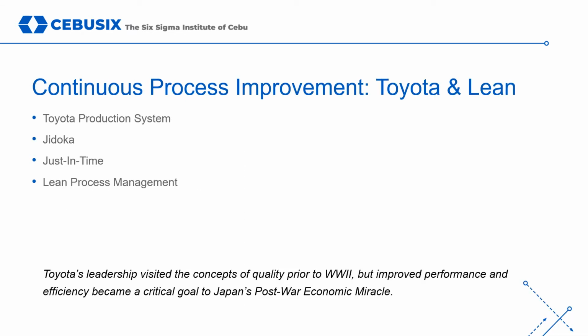Toyota's leadership initially visited the concept of quality prior to World War II, but improved performance and efficiency became a critical goal to Japan's post-war economic miracle. In this section, we will discuss continuous process improvement through the Toyota production system and the lean process management. We will take a closer look at Jidoka and the just-in-time manufacturing process.